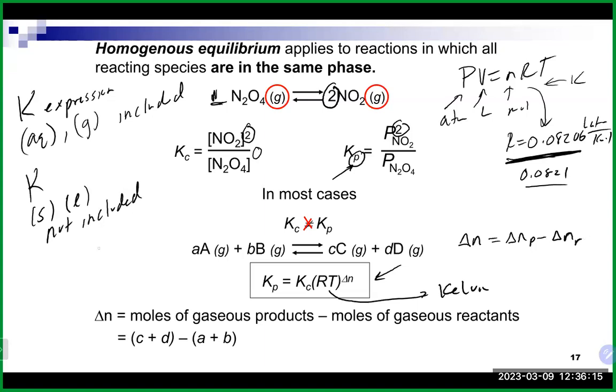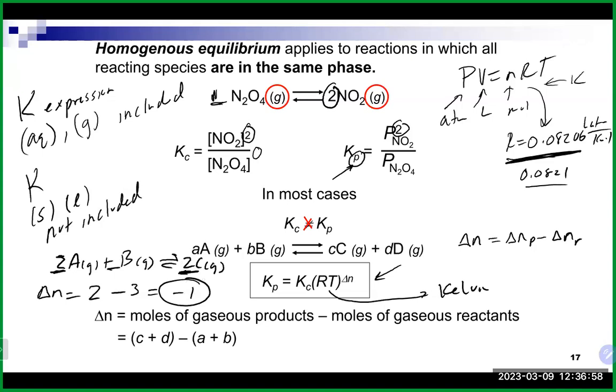So for example, if I had 2A plus B goes to 2C, what would delta n be in this case? It would be -1. So delta n here would be our products, which, by the way, you just count out the coefficients, so that's anything with a g. So that is a 2, minus, that's a gas, so there's 2 of them there. That's a gas. There's 1 of them there, which is -1.